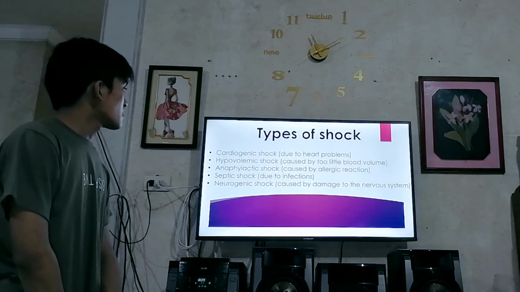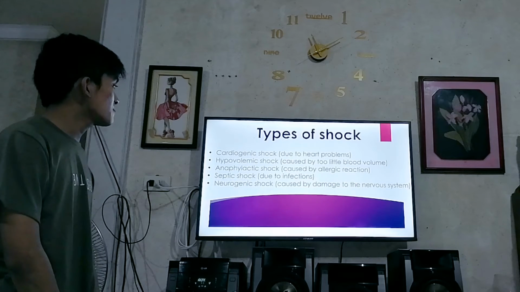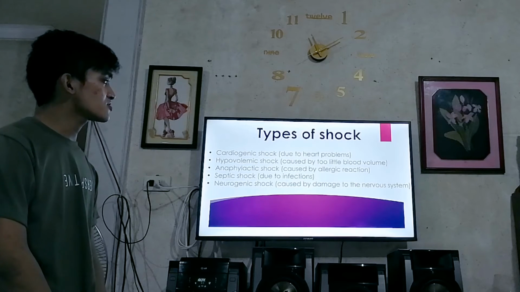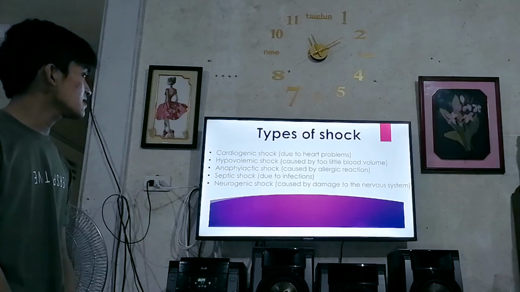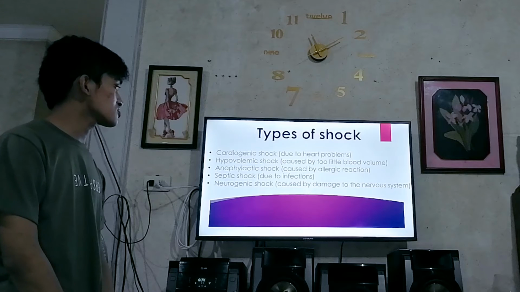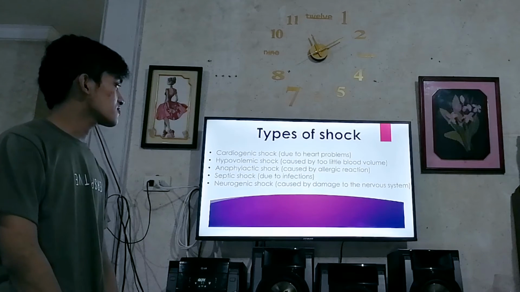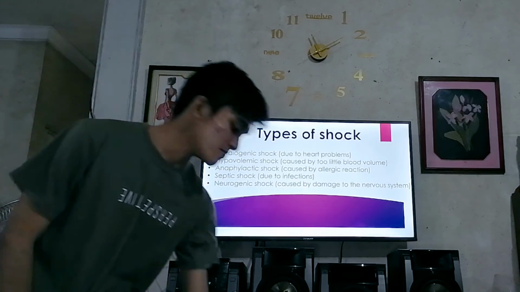Types of shock. Cardiogenic shock due to heart problems, hypovolemic shock caused by too little blood volume, anaphylactic shock caused by allergic reaction, septic shock due to infections, neurogenic shock caused by damage to the nervous system.